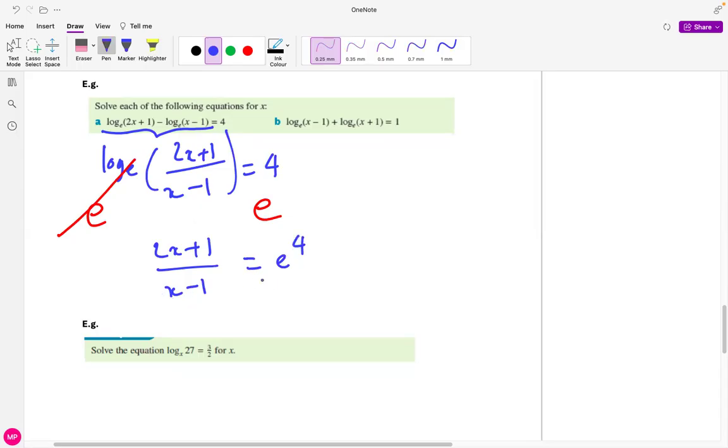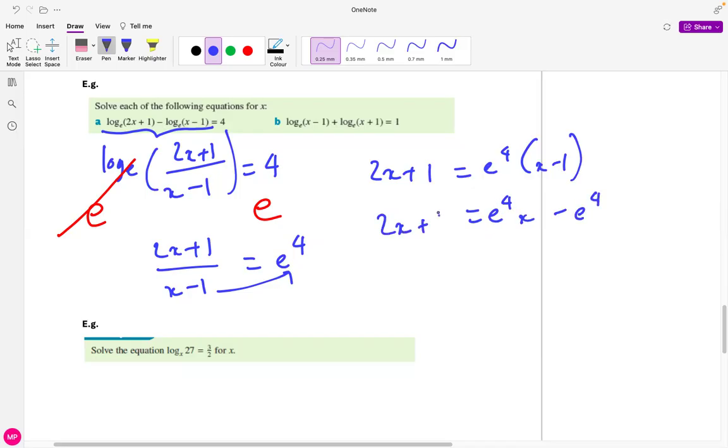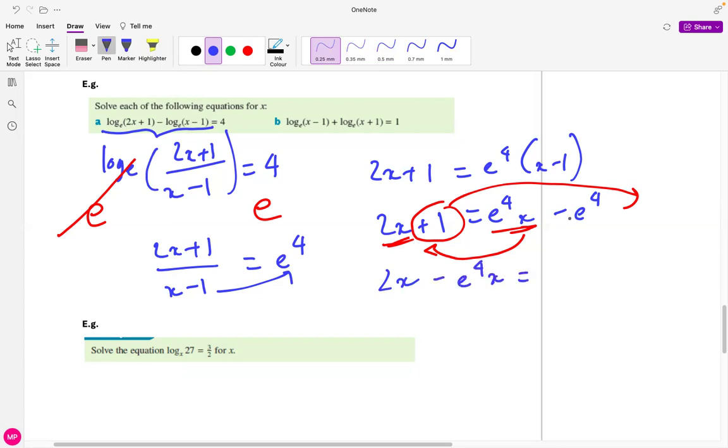Then you're going to multiply the denominator over here. 2x plus 1 equals a to the power of 4 times x minus 1. Then to solve for x, you're going to expand it out. So a^4 x minus a^4. Okay, now how do we solve for x from here? So we have 2x, we have a^4 x. We're going to bring them together on one side, and the number 1, we're going to bring to the other side. So we have 2x, the opposite of plus is minus, minus a^4 x equals negative a^4 minus 1.